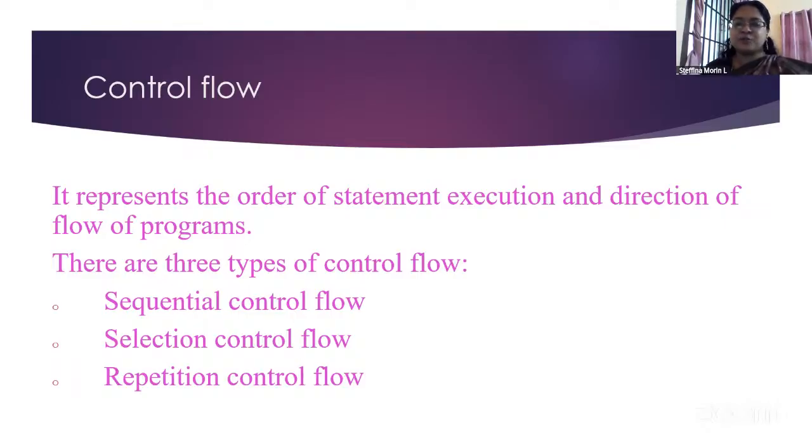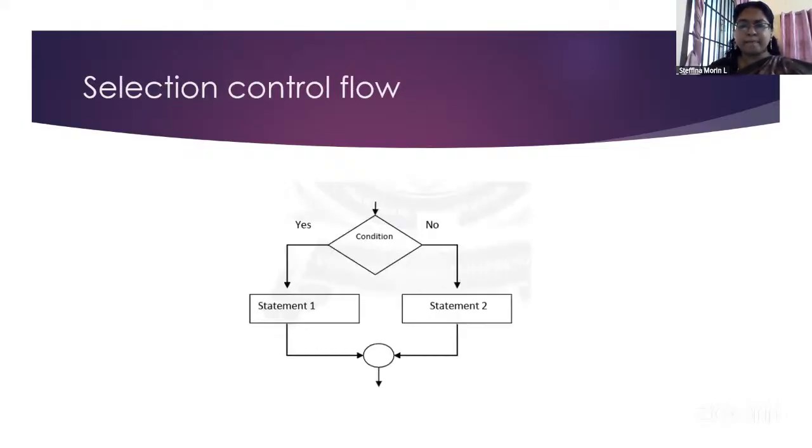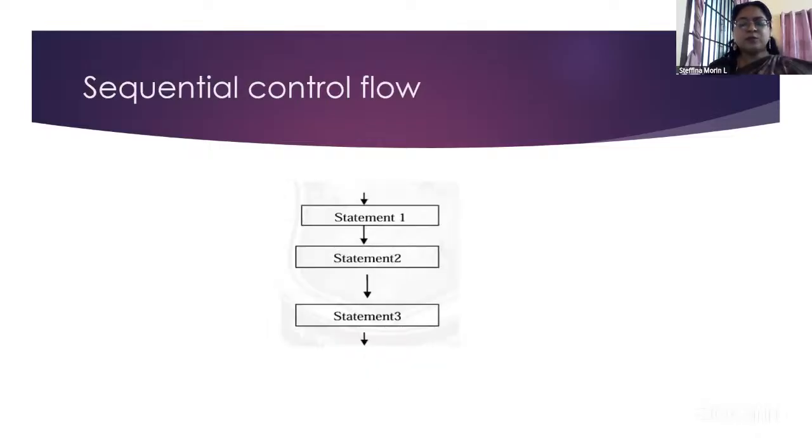There are three types of control flow while you are programming: sequential, selection, and repetition. In sequential control flow, we have to know what the steps are. It is a finite number of steps in a sequential order, a step-by-step procedure. Statement one, statement two. Once it processes statement one, then only it goes to statement two, then the next statement.